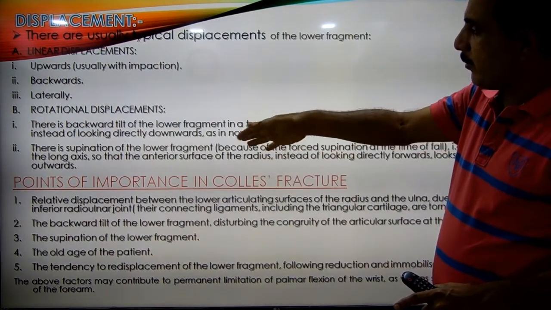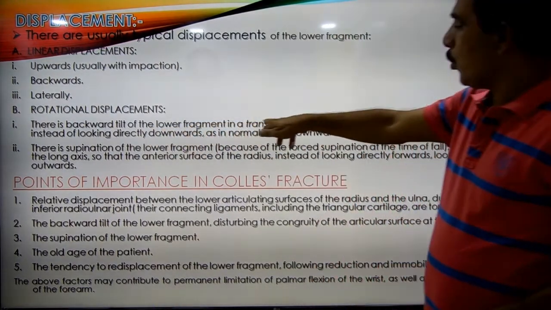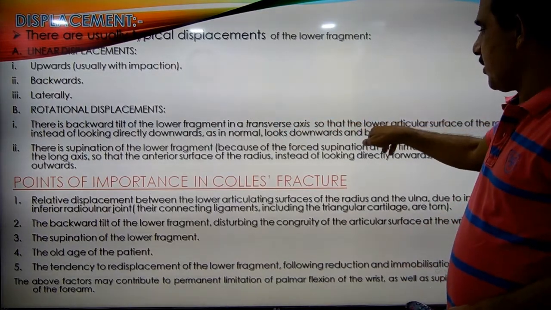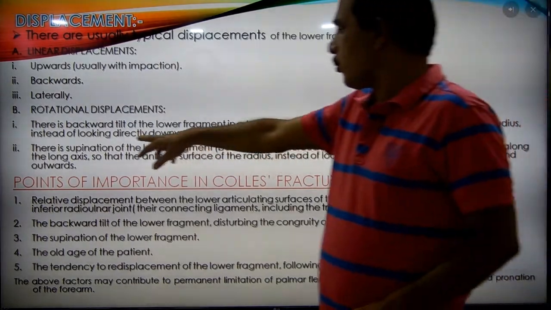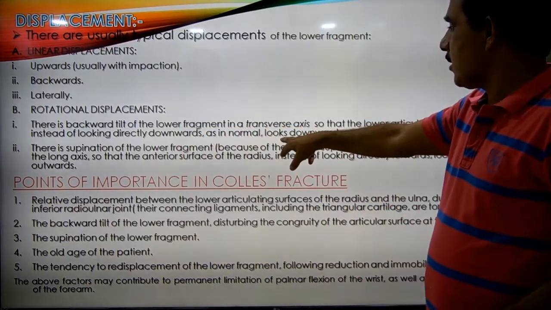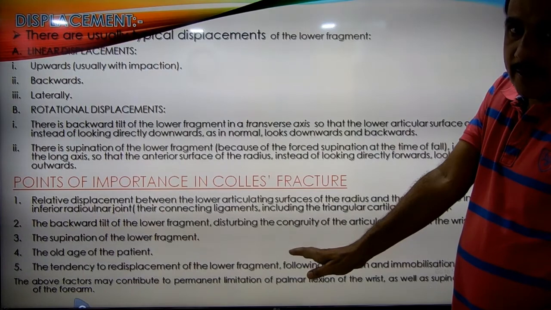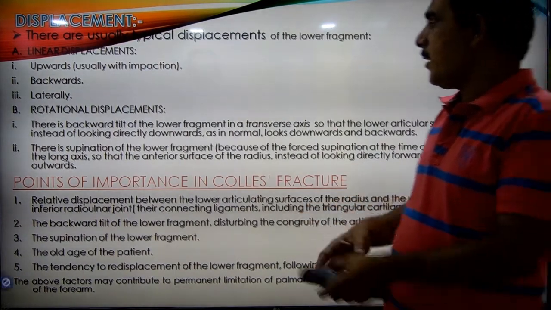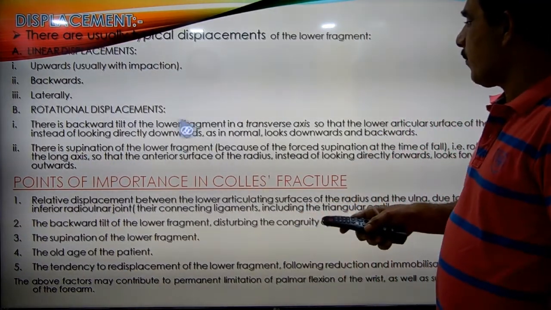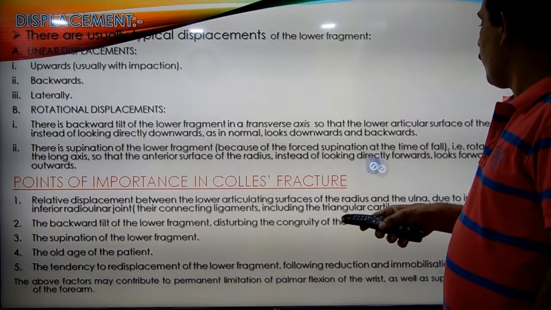But due to this displacement, there is a backward tilt of the lower fragment in the transverse axis. So the lower end, instead of looking directly downward, looks downward and backward like this, isn't it? Due to this displacement. Second, there is supination of the lower fragment because of the force of supination.